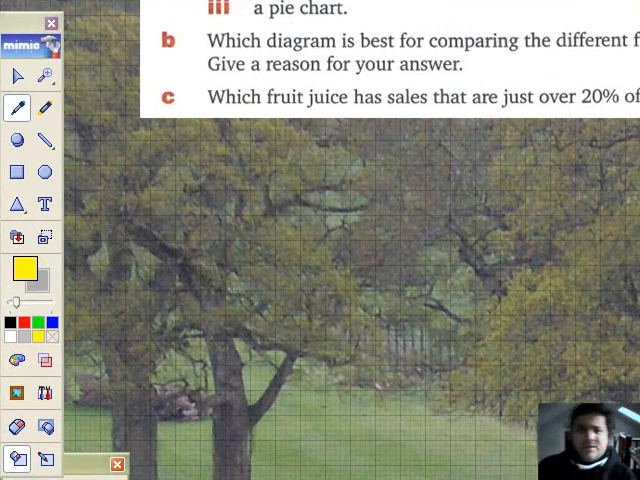Right, I've got 3 things to do here. The table shows the sales of fruit juices: orange, apple, cranberry, blackcurrant, and some other random flavour they were not specifying. I've got to represent this information as a pictogram, as a bar chart, and a pie chart.